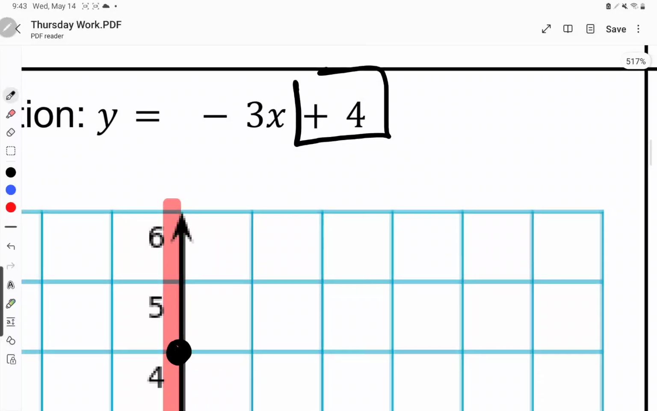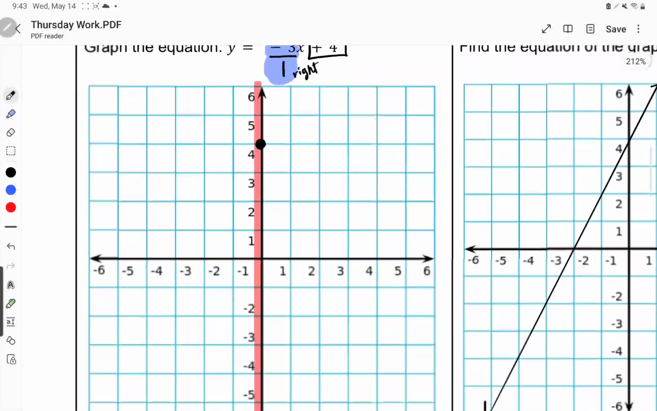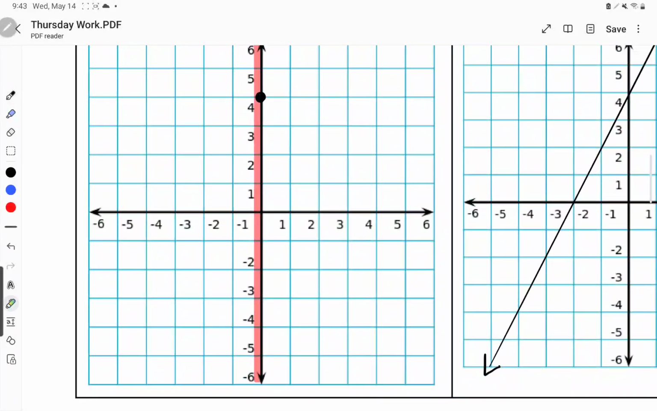Now, in order to do this, I must have a fraction. So how do I turn -3 into a fraction? I put it over 1. Am I going to go up or down? Down. Why? Because this is negative. And then I'll go to the right 1. So we'll go down 1, 2, 3, and then to the right 1, and put a point right there.